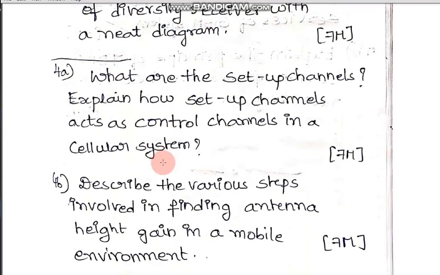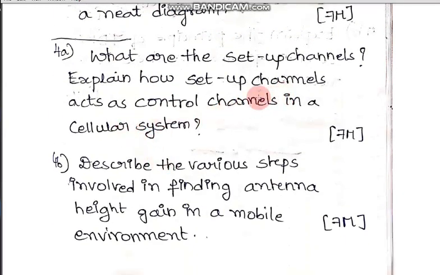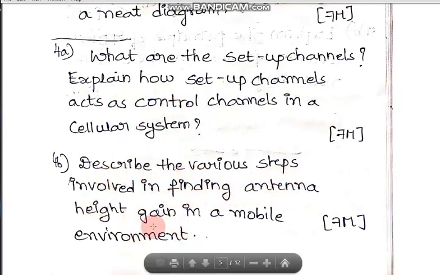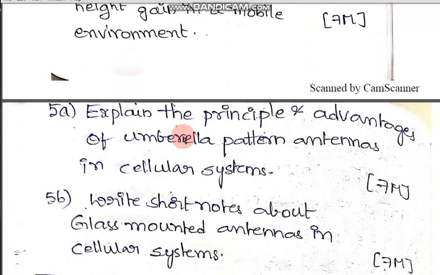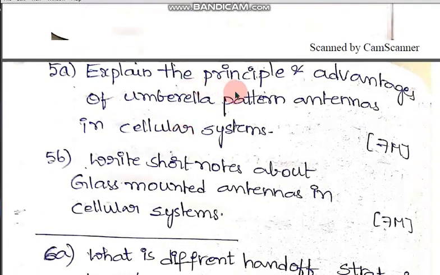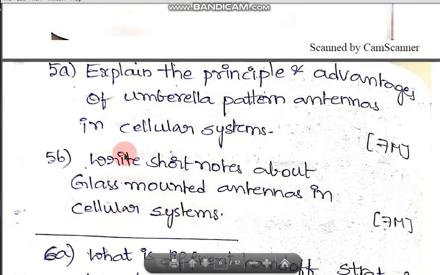And coming to the third chapter, what are the setup channels? Explain how setup channels act as control channels in a cellular system. And the second question is, describe the various steps involved in finding antenna height gain in a mobile environment, which is also for 7 marks each. And coming to fourth chapter, explain the principle and advantages of umbrella pattern antennas in cellular system, and write short notes about glass mounted antennas in cellular systems.